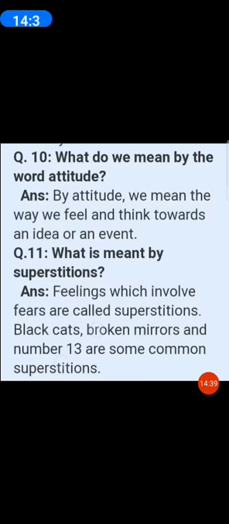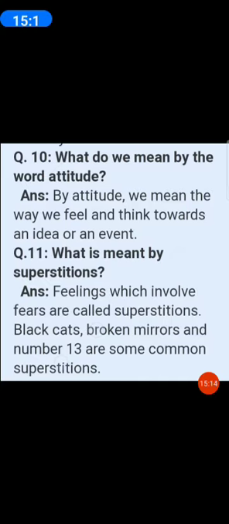Question number 10 and 11. Number 10 is, what do we mean by the word attitude? By attitude, we mean the way we feel and think towards an idea or an event. This is our attitude. It means how we feel or how we think about, or what reaction we show about some person, some idea, or some event or incident. That is called our attitude.